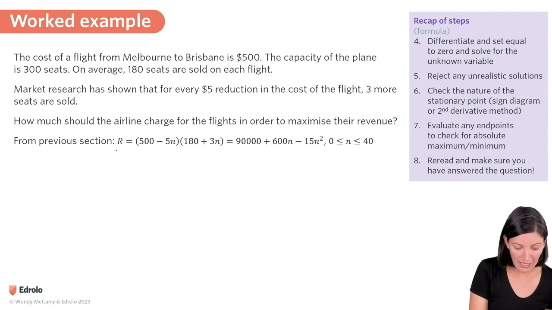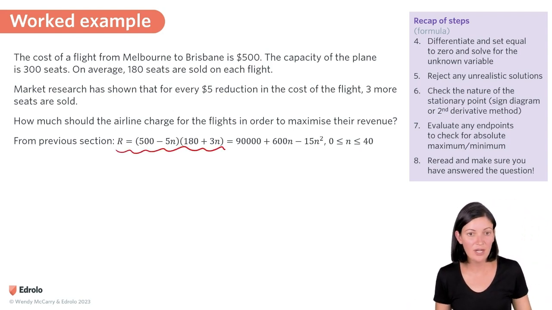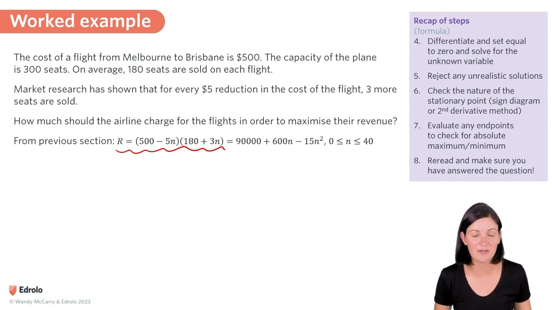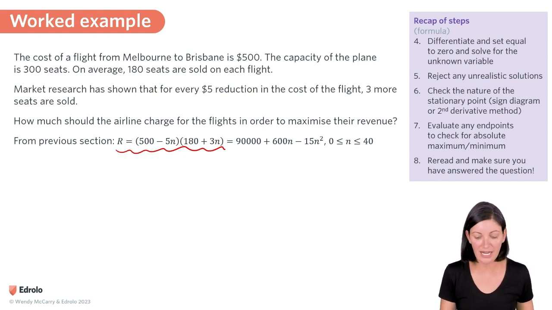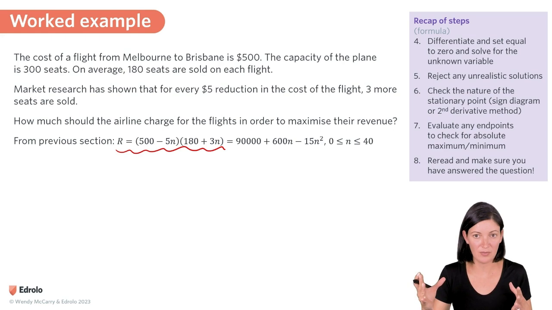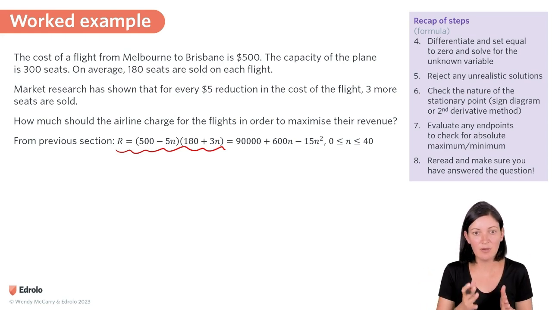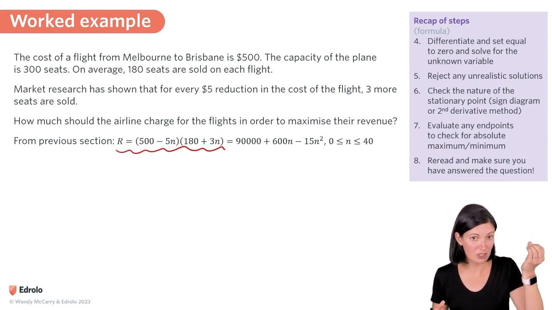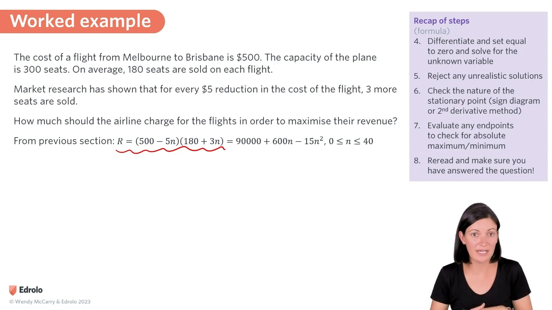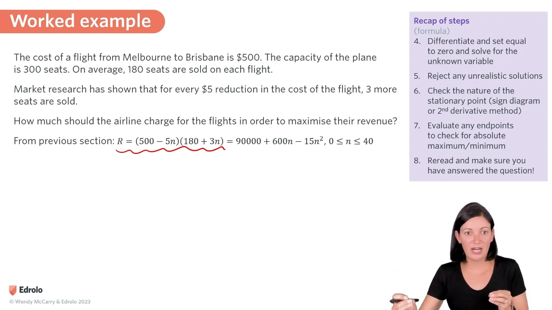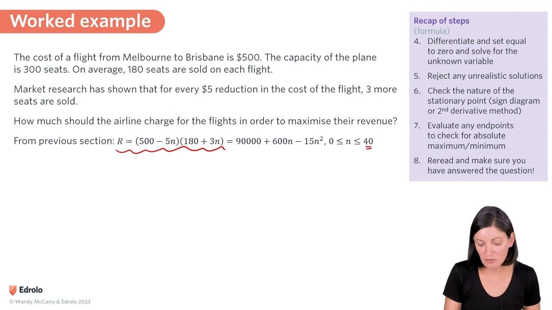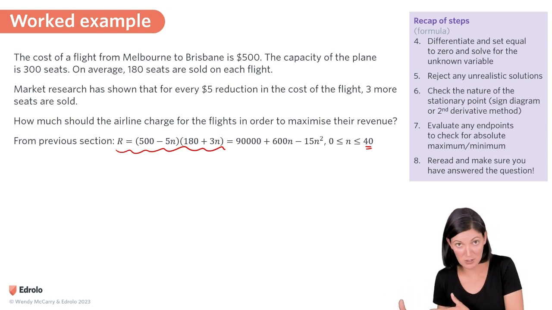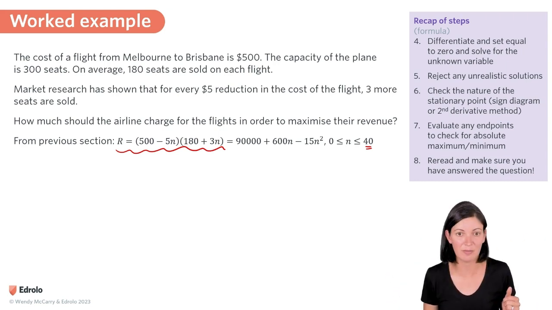So if you'll recall, we had this equation for our revenue. And if you expand those brackets, you end up with r is equal to 90,000 plus 600n minus 15n squared. We do have endpoints here, because what we're thinking about is how many reductions they could realistically have. You could have 0 reductions and keep your flight cost at 500. But if we're talking about $5 reductions, the maximum is 40, which is probably a bit unrealistic, but that would make the flight $0. So those are the domain for this problem.